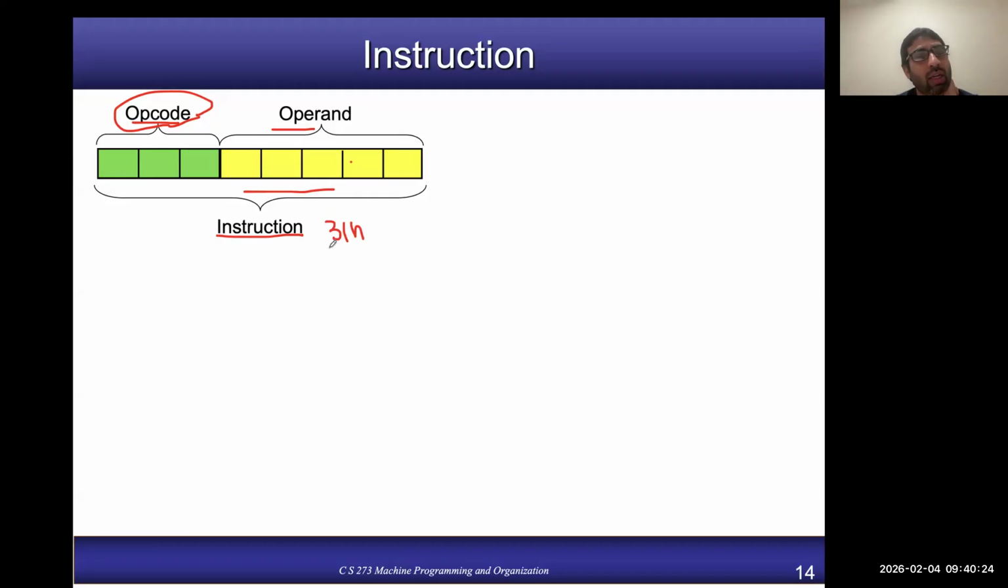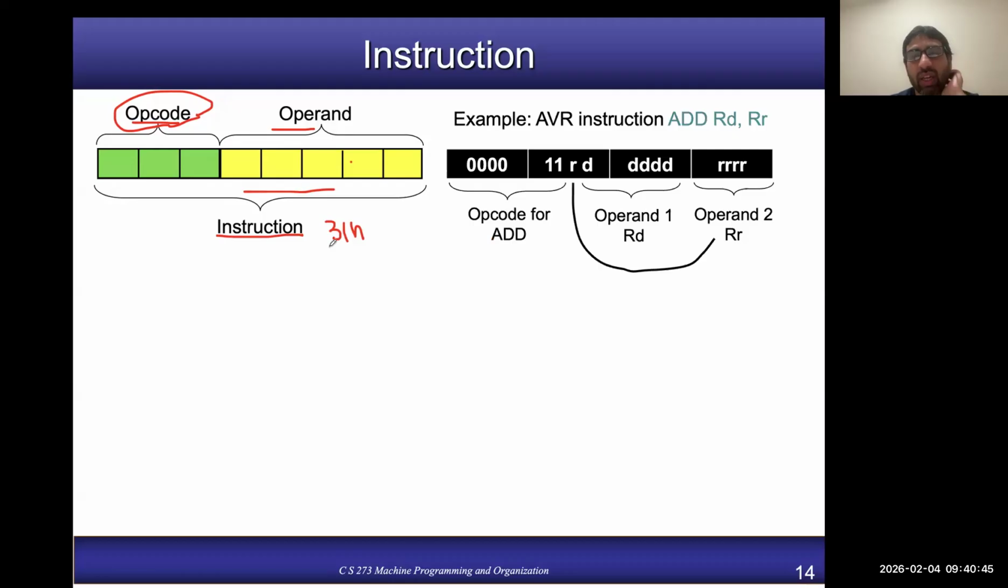But in other processors or other microcontrollers, the size of the bit pattern can be different. It is not something which is fixed across all the platforms. Okay, but the basic idea is that the instruction code is divided into two main components. There can be others, but two main ones are very common, right? Opcode and operand. So here is an example.